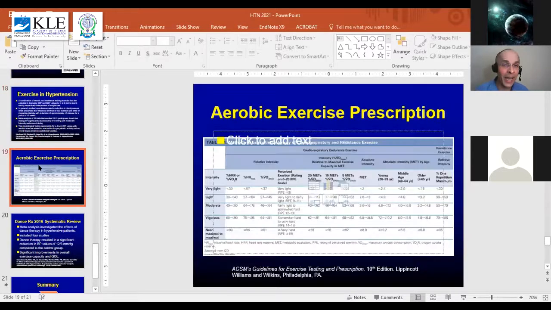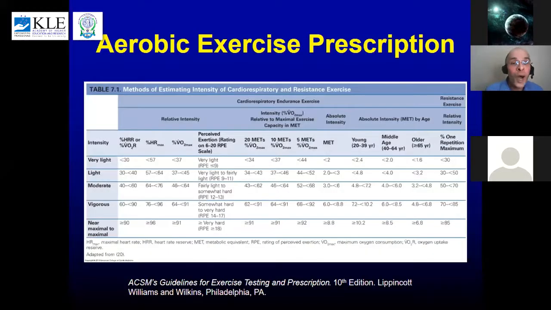I like this slide. You can screenshot it if you want, but this is a nice slide that really shows us what it is to exercise with light intensity, moderate intensity, vigorous intensity, based on MET levels, based on RPE scores, based on percentage of heart rate max. I think it's a really nice slide that helps us dose exercise at different intensities based on different parameters that we may be using.